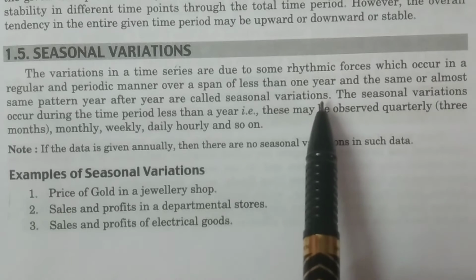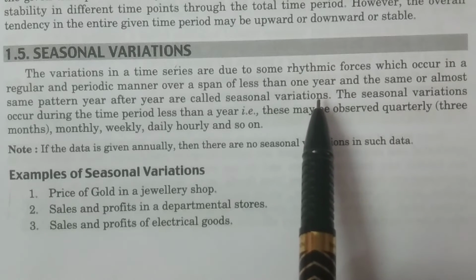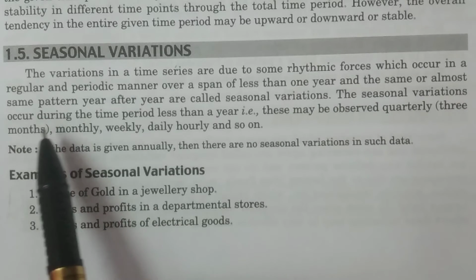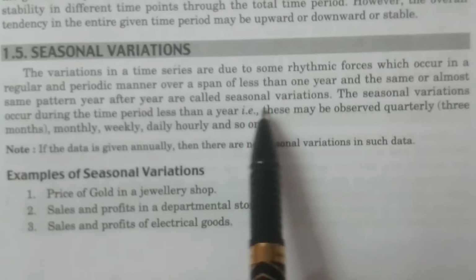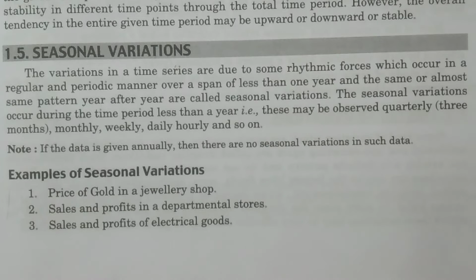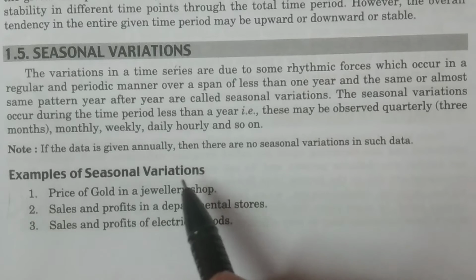You see, this is one kind of observation, and almost the same pattern is repeated year after year. These are called seasonal variations. So seasonal variations means the variations which can be obtained from one particular season to another particular season. Such variations are called simply seasonal variations, which may be observed quarterly or monthly or weekly or daily.